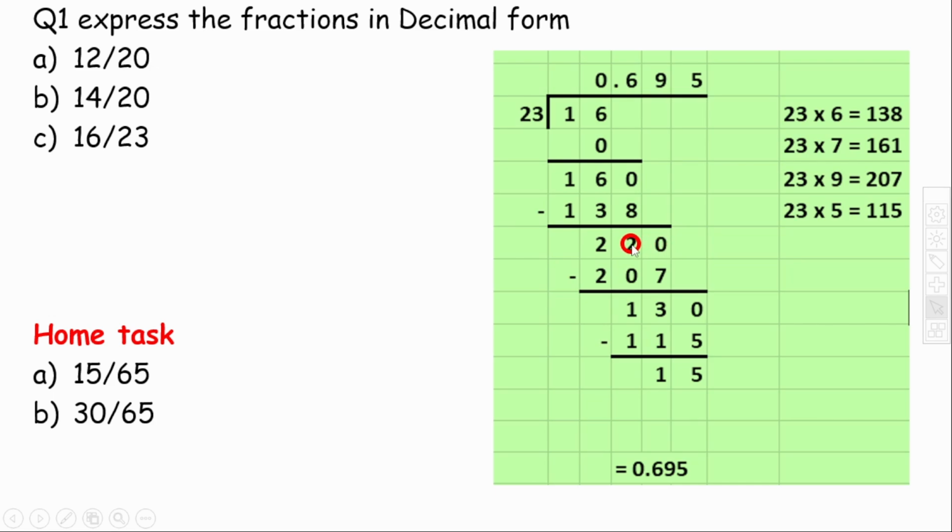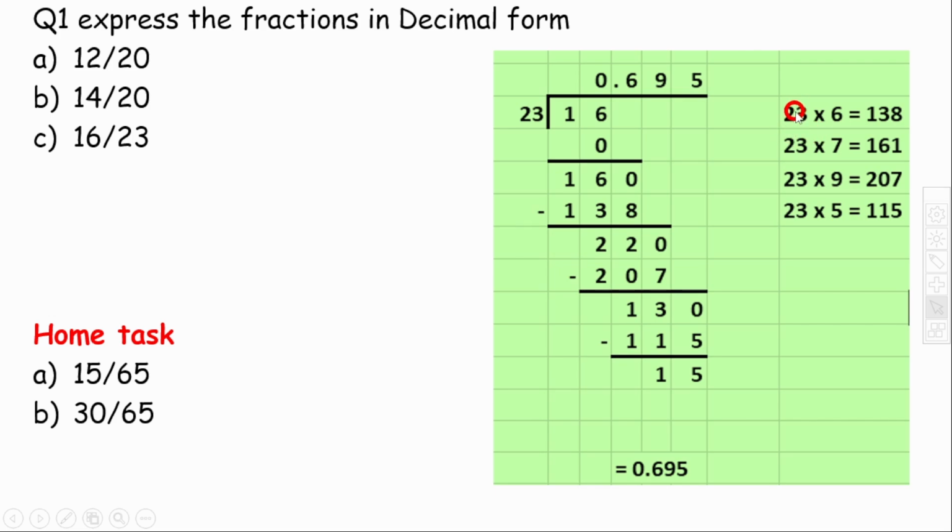You borrow 1 from here. 0 minus 7 is not possible. You borrow 1 from here, it becomes 10. 10 minus 7 gives us what? 3. Remaining 1 here. 1 minus 0, 1. So the remainder becomes 13. So you add another 0 here at the back. So you now ask yourself, how many 23 can you find in 130?